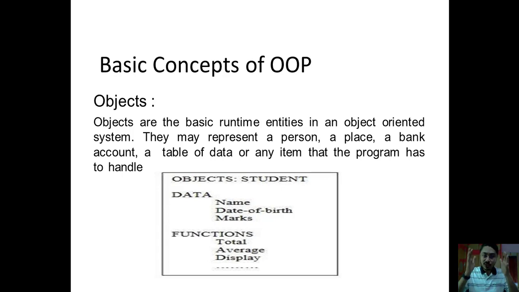So you can try to visualize the object like a box. If you open the box, there are two different compartments. In the first compartment, you will have the data which is associated with that object. And in the second compartment, you will have the functions. Functions are nothing but the roles or actions that the object has to perform.